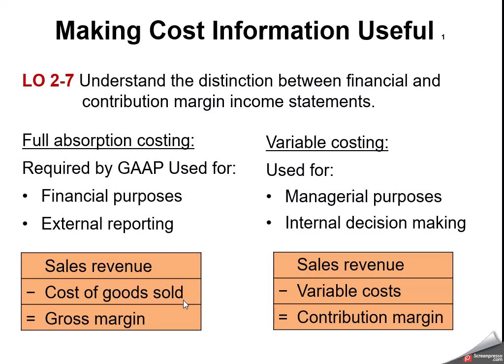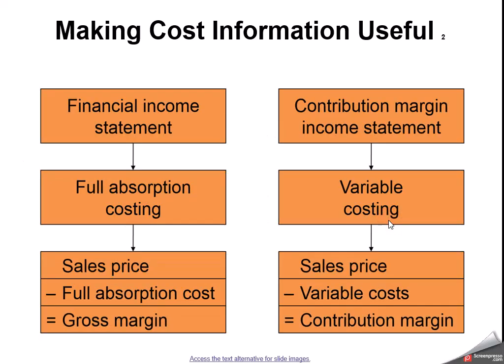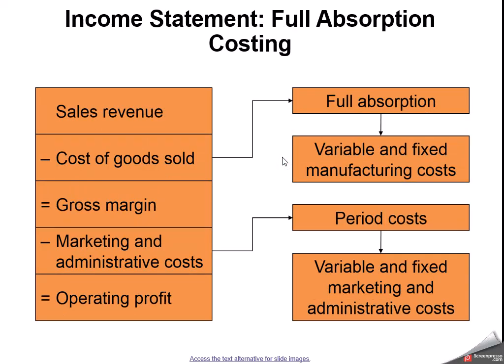So our full absorption is when we're doing our financial reporting and our generally accepted accounting principles. Our sales revenue less our cost of goods sold gives us our gross margin. For management, sometimes this variable method is more meaningful. So our sales revenue minus our variable costs gives us our contribution margin. So that contribution margin we need to then cover our fixed expenses in order to break even, or if we want to have a targeted profit. And again, here it just kind of shows it to you in a different way.